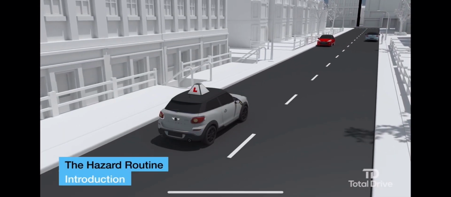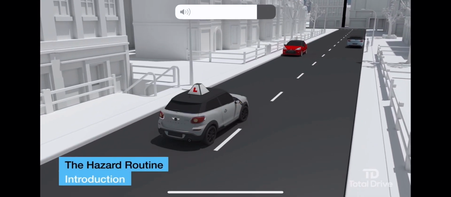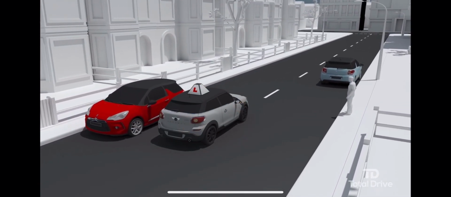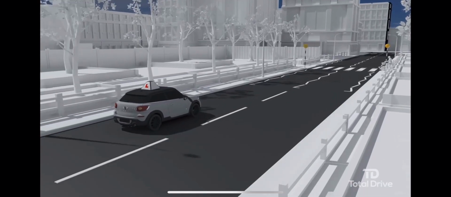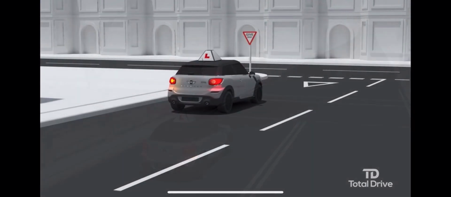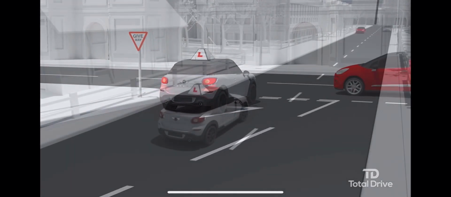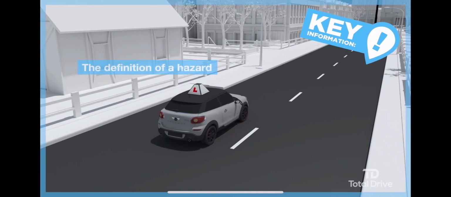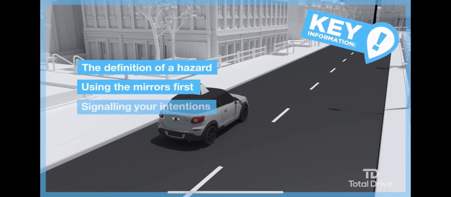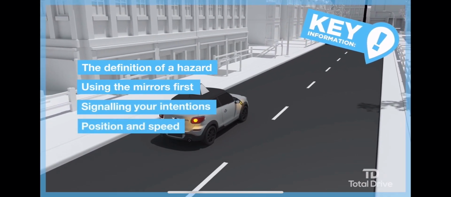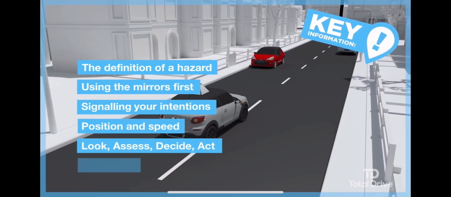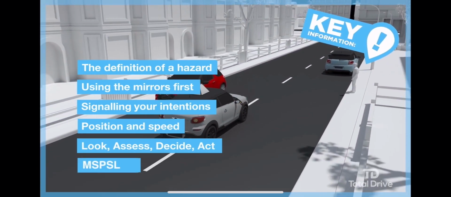In this lesson, you will learn a routine approach that forms the basis of safe driving. The hazard routine is a series of actions you will consider every time you change speed or direction and every time you deal with a hazard or approach a junction. The key points of the lesson are the definition of a hazard, using the mirrors first, signalling, position and speed, look, assess, decide, act, and MSPSL.